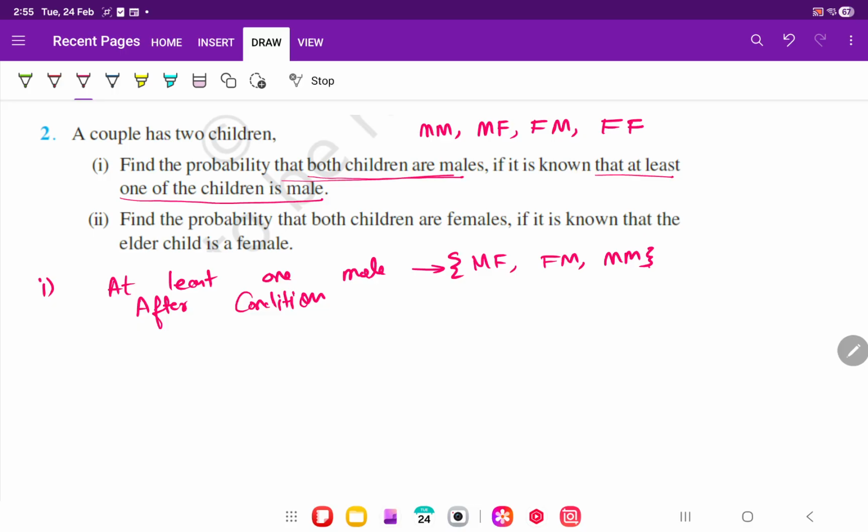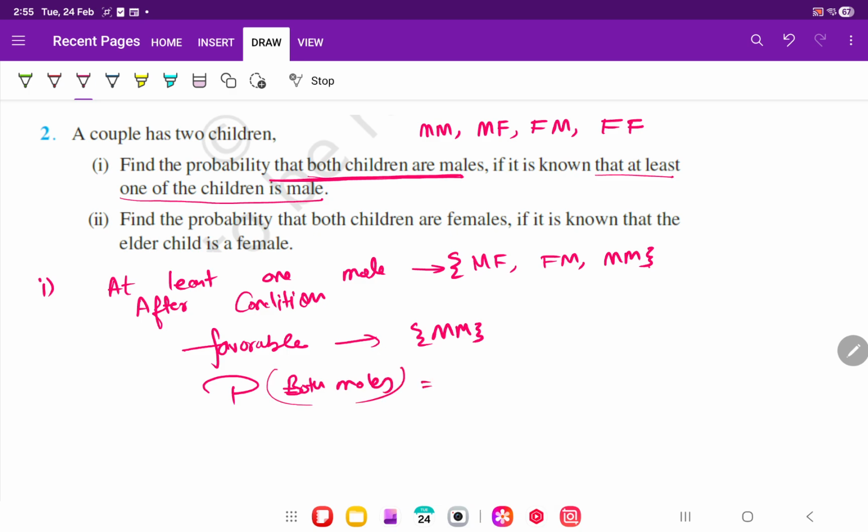And what do you want? That both are males. So which one is favorable? Favorable is only this one. So the probability that both are male after the condition will be 1 out of 3, because the possibilities after the condition are 3 only. Out of 3, only 1 is favorable. So this is the answer.